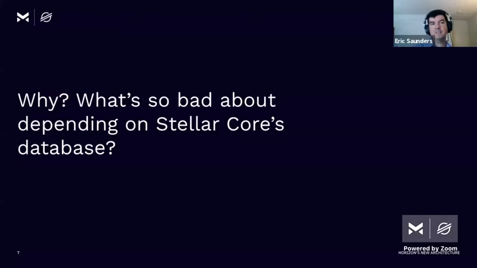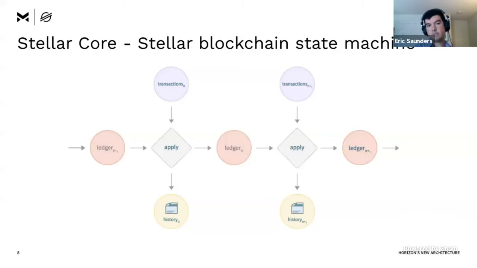Okay, so why am I so excited about this? It doesn't look that exciting on the surface. And indeed, what is the problem with depending on Stellar Core's database? Why did we even go through and do all this work? These are fair questions, and to answer them, we're going to have to understand a little bit more about what Stellar Core does and how it works. So Stellar Core is the blockchain.